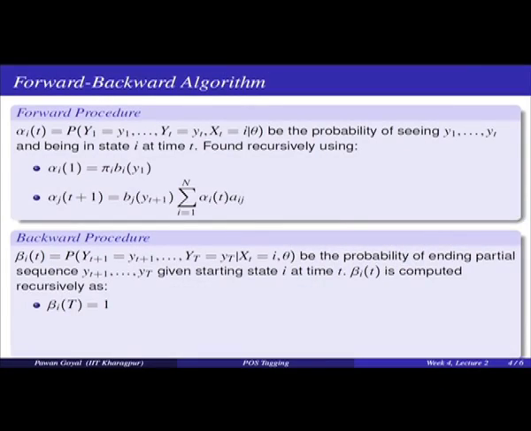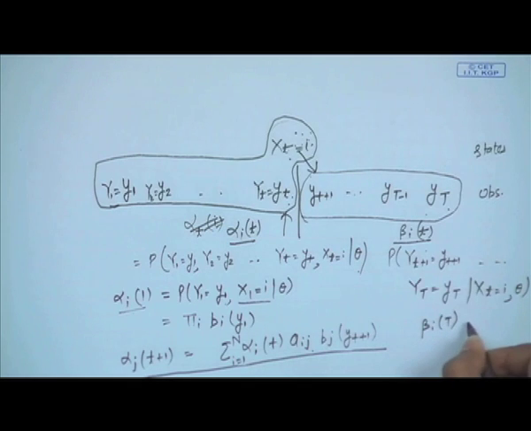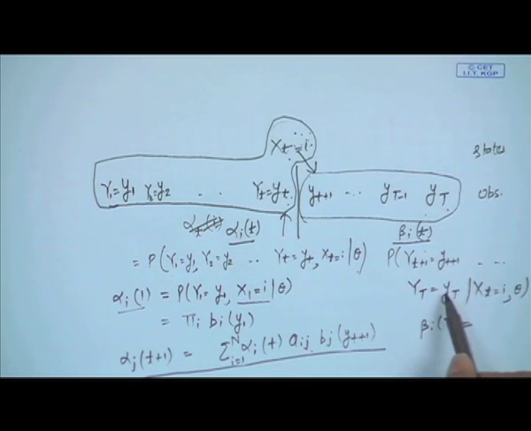And what will be beta IT? It would be the probability that, given that the tth point state is I, we have a sequence from t plus 1. But there is no word from t plus 1, so this will always be 1. This will be a null sequence, so this is always 1.